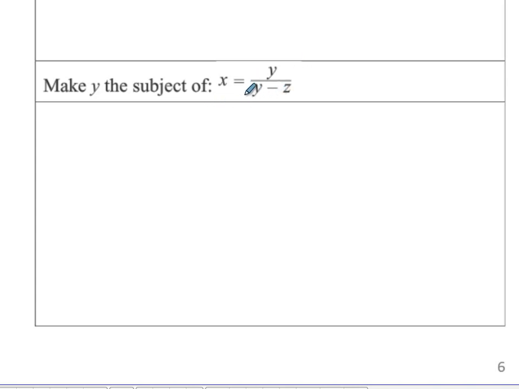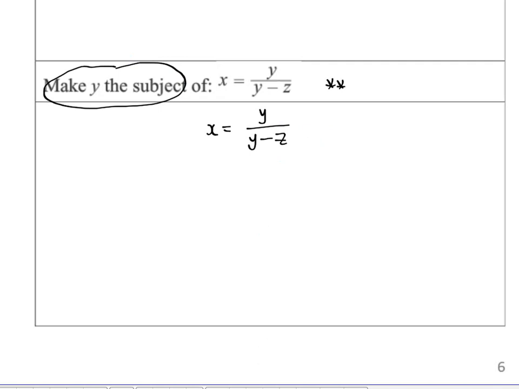Make y the subject. Let's look at this equation again. I have x equals y over y minus z. This is a really complicated one because you've got two lots of y and you want to make y the subject. I will go through this with you and let's see how much you can pick up from here.